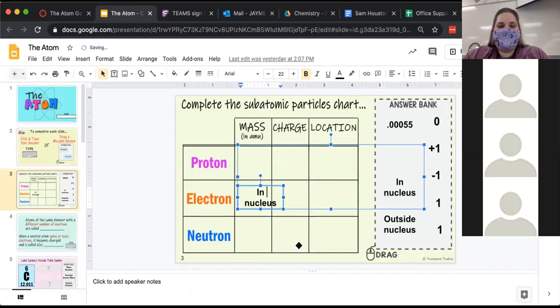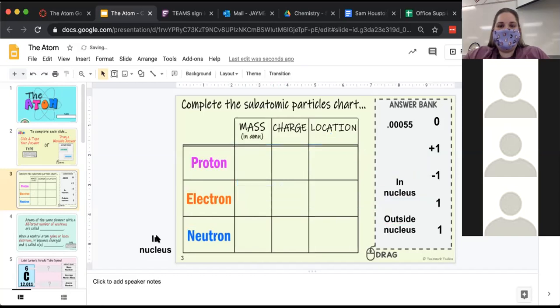But you have the answer bank over here, and it wants you to tell me where, like the proton, electron, and neutron, what's each one of their masses, what's their charge, and where are they located. And so you have the answer bank over here.